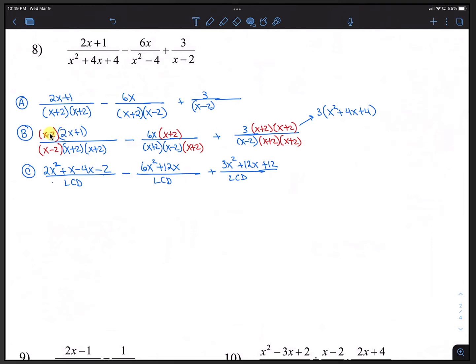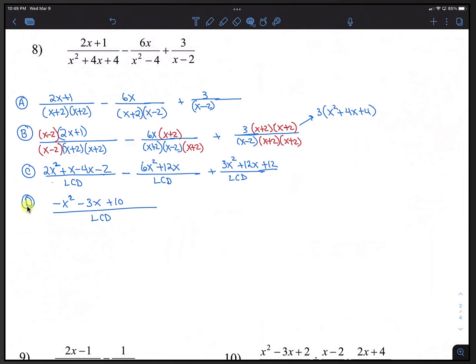After distributing the x minus 2 times 2x plus 1, we get this expression here, 2x squared plus x minus 4x minus 2. Distributing the 6x times x plus 2, we get 6x squared plus 12x. And when we distribute the 3 times this polynomial, we get 3x squared plus 12x plus 12. And all of that is over our least common denominator. Now we can go ahead and combine the like terms.